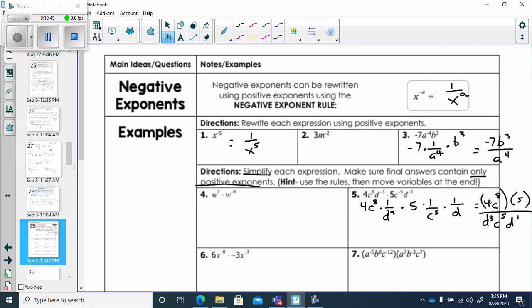Let's multiply our coefficients here. 5 times 4 is 20, so that's 20c to the 8th power. Let's combine our d's here. If you're multiplying, you add your exponents. So I've got c to the 5th power, d to the 4th power.